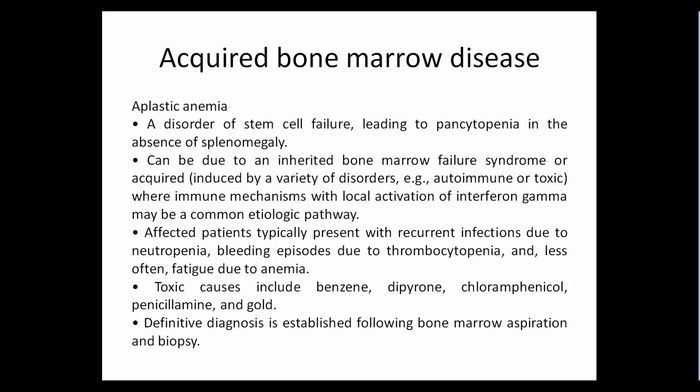Aplastic anemia, a disorder of stem cell failure leading to pancytopenia in the absence of splenomegaly, can be due to an inherited bone marrow failure syndrome or acquired, induced by a variety of disorders like autoimmune or toxic, where an immune mechanism with local activation of interferon gamma may be a common etiologic pathway. Affected patients typically present with recurrent infection due to neutropenia, bleeding episodes due to thrombocytopenia, and less often fatigue due to anemia.